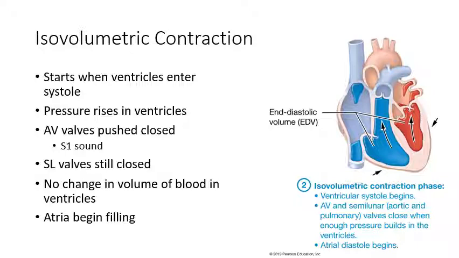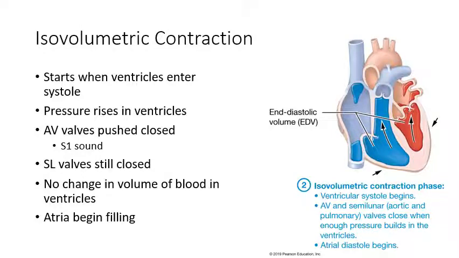So the SL valves are still closed in this phase. Since the SL valves are closed and the AV valves are also closed, that means that no blood can enter or leave the ventricles. So it's all trapped there in the ventricles for now. So that's why it's called the isovolumetric contraction phase. Contraction because the ventricles are contracting, isovolumetric because they are not changing in volume. So iso means the same, so isovolumetric means same volume.